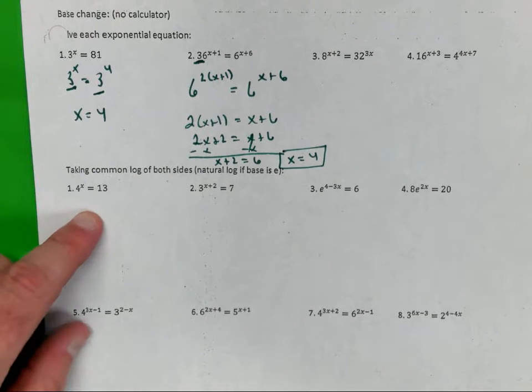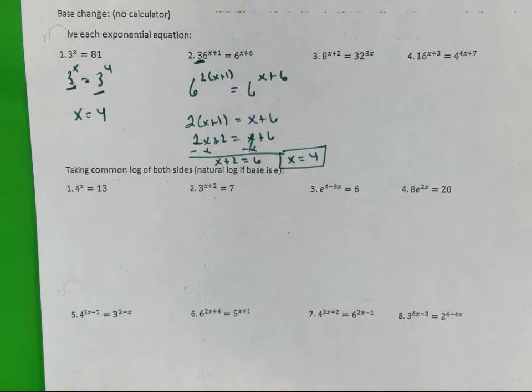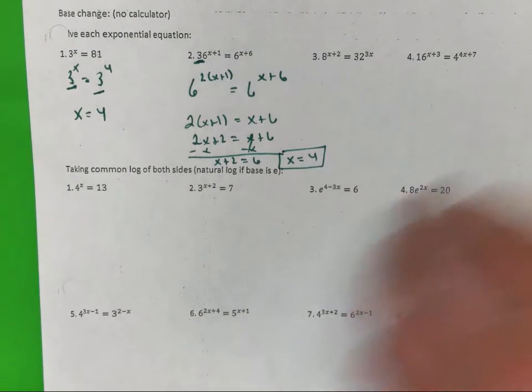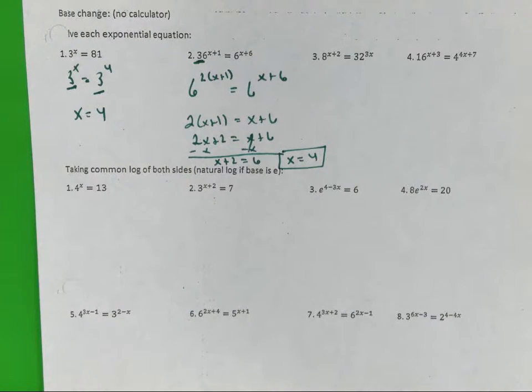I want you to think about number 3. I'll give you 4 minutes. Now, like I said, you can change both bases. You can change both bases. Think of your friendly numbers.